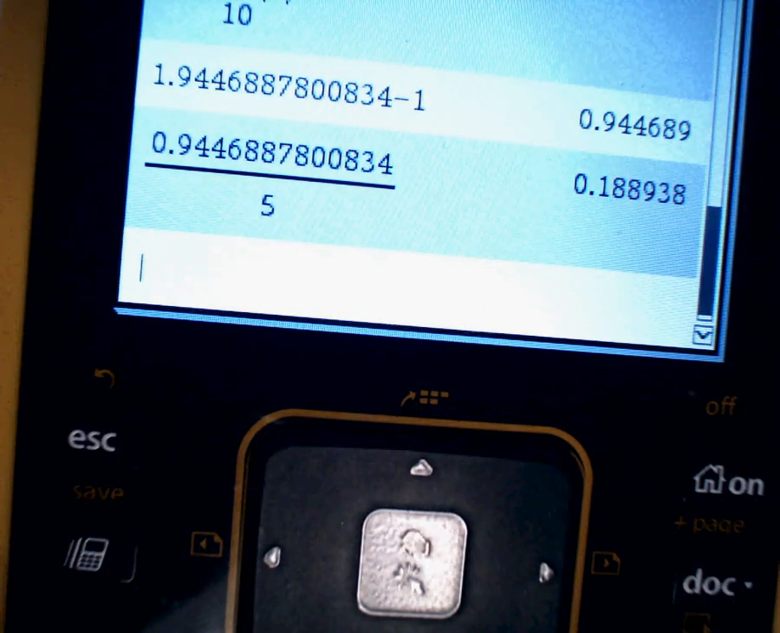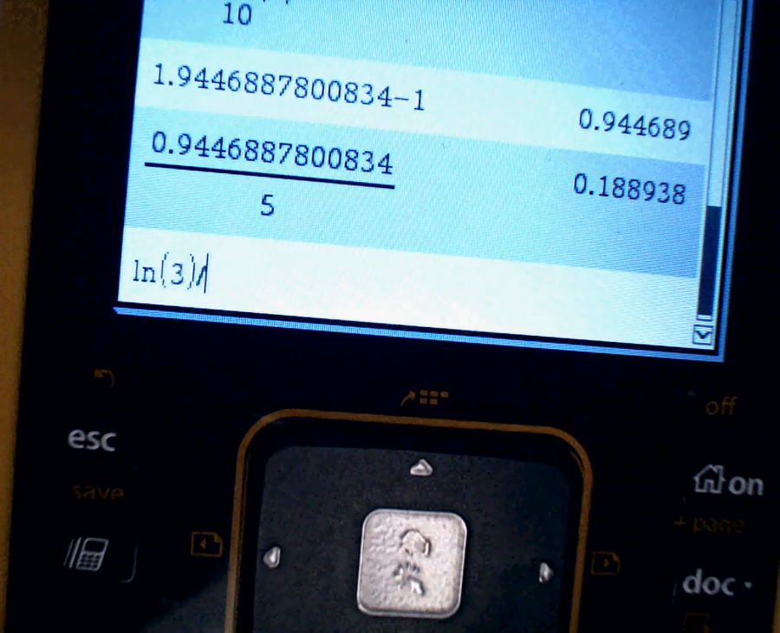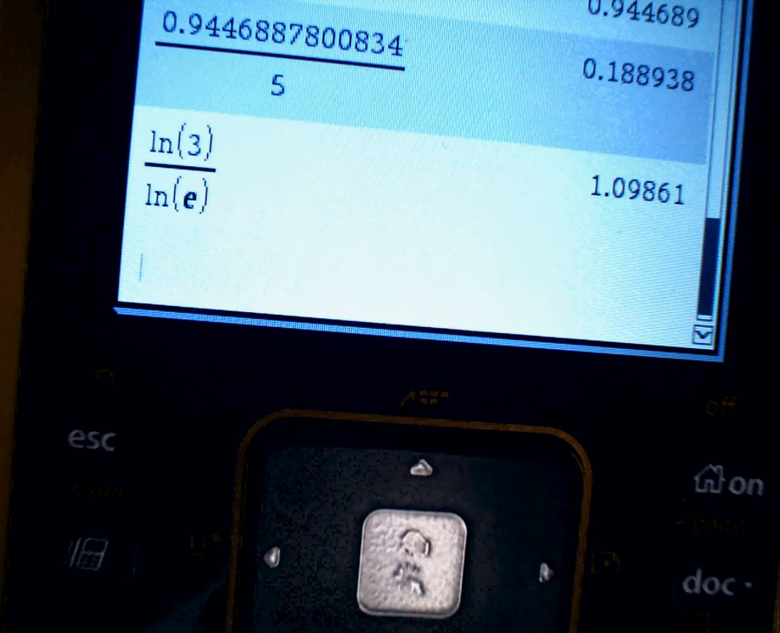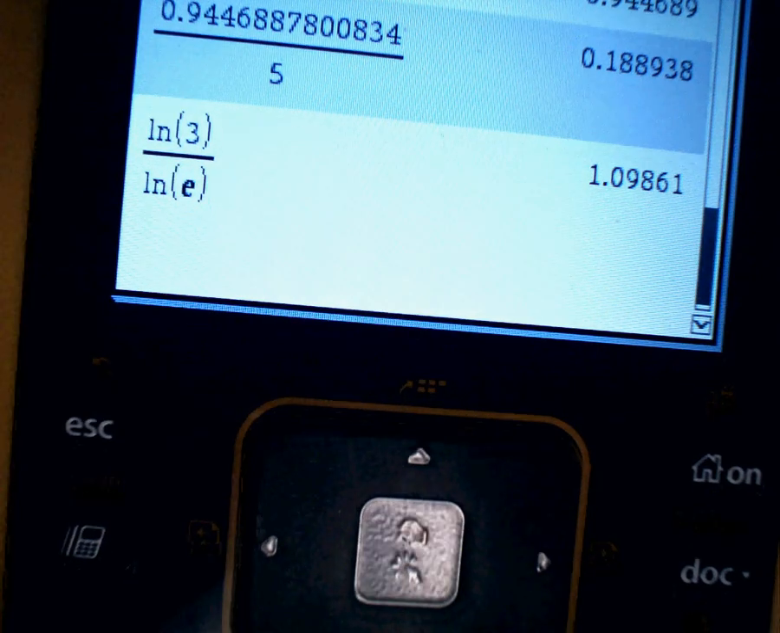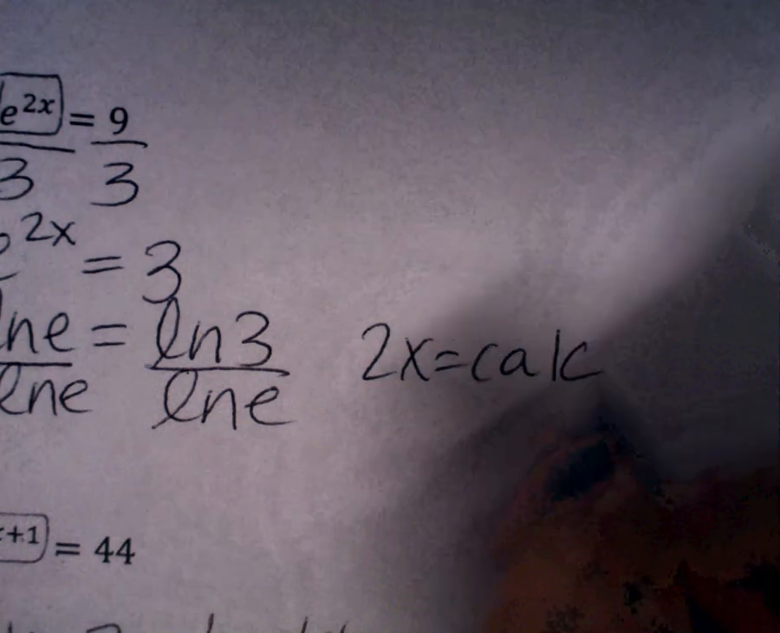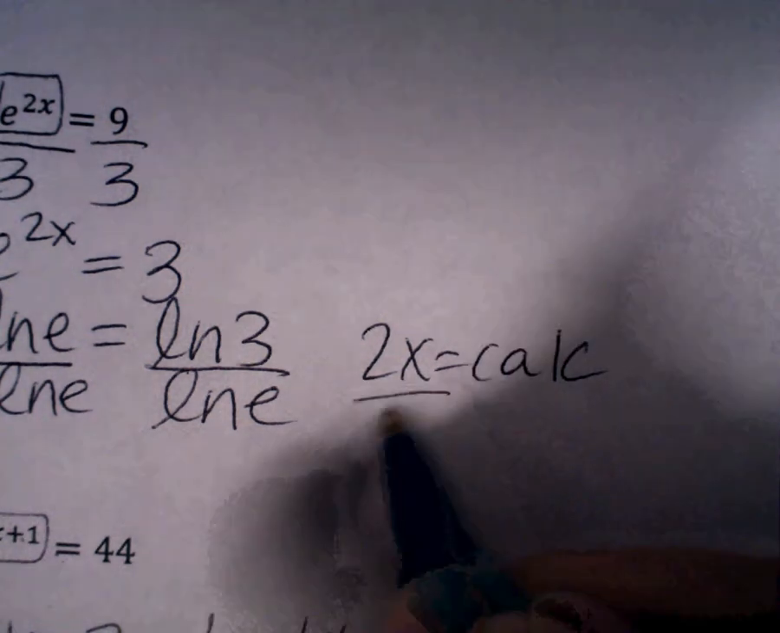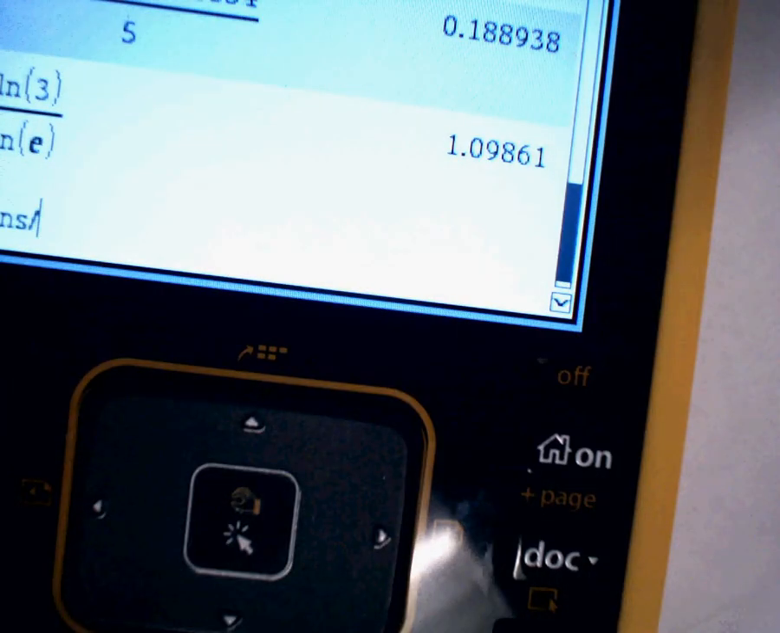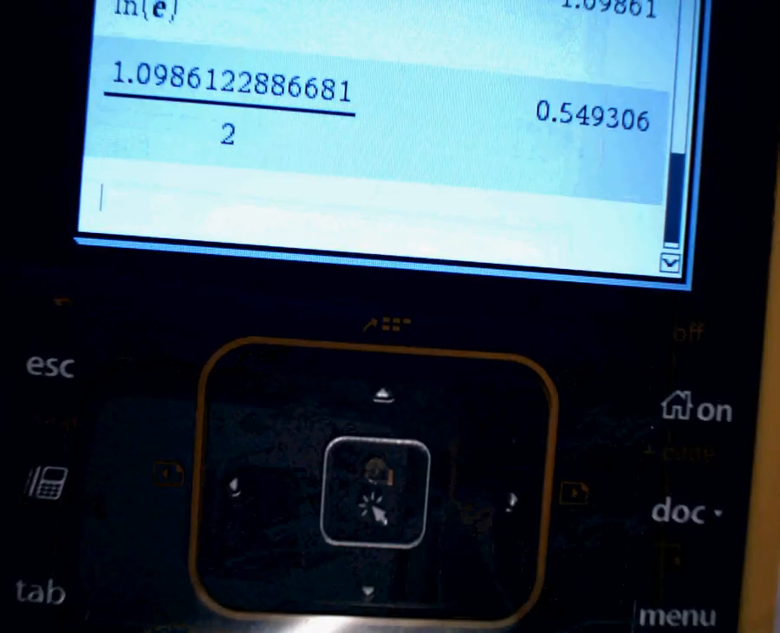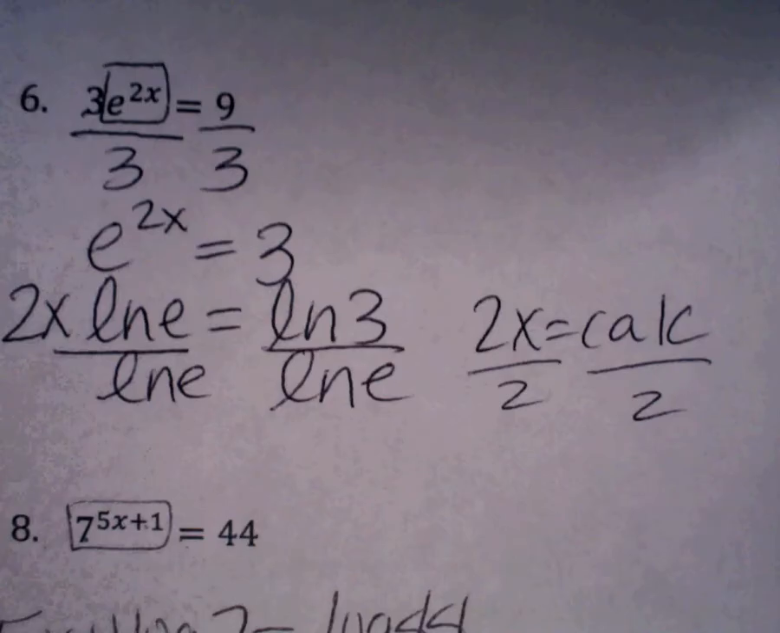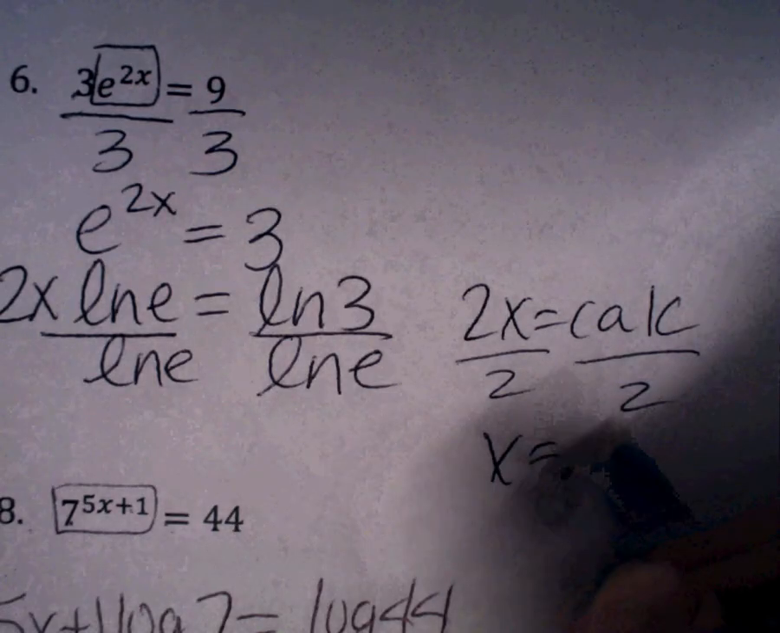Okay, so you're going to see me type ln 3 divided by ln e. I get that. And so then if I look at what's left, 2x equals some calculator number. I'm going to divide by 2 in the calculator. This is all the work I expect to see. So x equals 0.549.